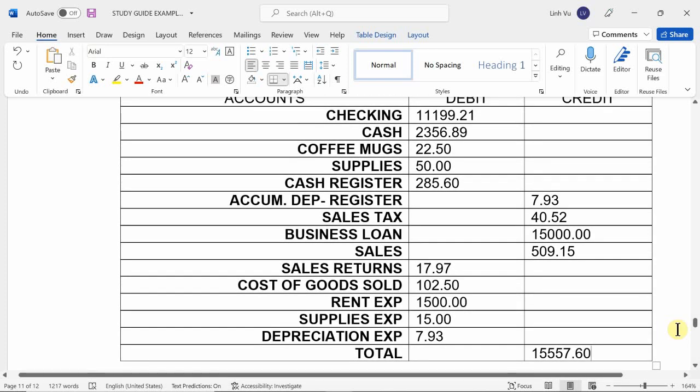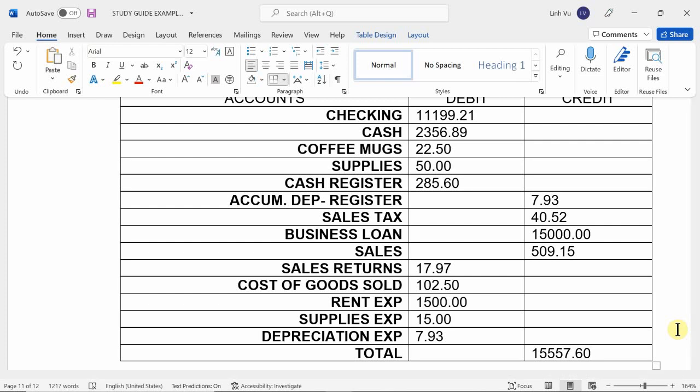So let's see. Okay, starting out with the 11,199.21 plus the 2,356.89, plus $22.50 plus 50 plus $285.60, plus the 17.97 plus 102.50 plus 15 and plus $7.93.